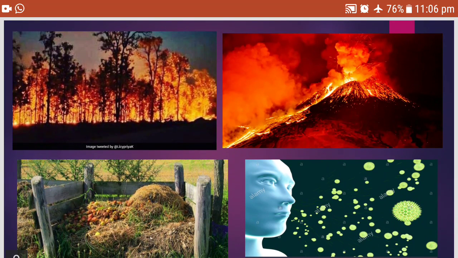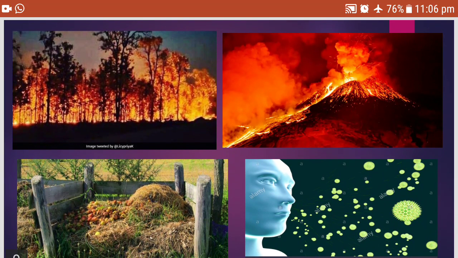Now these are the images of forest fire, volcano eruption, decomposition, decay of the organic matter, and the pollen grains suspended in the air.